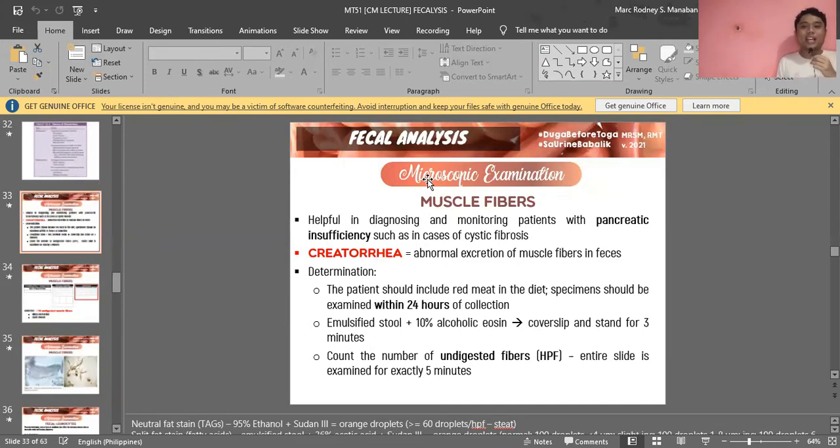Now, for muscle fibers, again, still the same. It's usually used for monitoring patients with pancreatic insufficiency, such as in cases of cystic fibrosis. And again, the increase in the number of undigested muscle fibers in your stool, or the abnormal excretion of muscle fibers in your feces, is known as creatorrhea. And how do we remember? Diba? Creato, so parang creatinine. So creatinine is found in muscles. Ayan. So creatinine, creatorrhea. Okay.